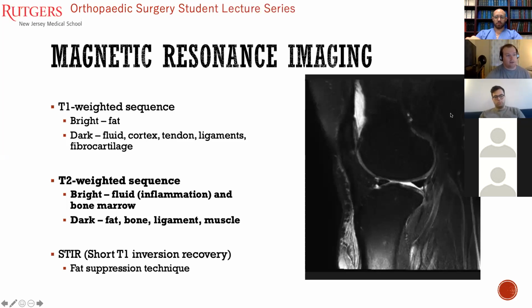Here on this image, again, it's dark because most of the things except for the water aren't really showing up, but you can see the intra-articular synovial fluid. You can see an outline of the meniscus anteriorly and posteriorly, as well as your fat pad and the synovial fluid up top.